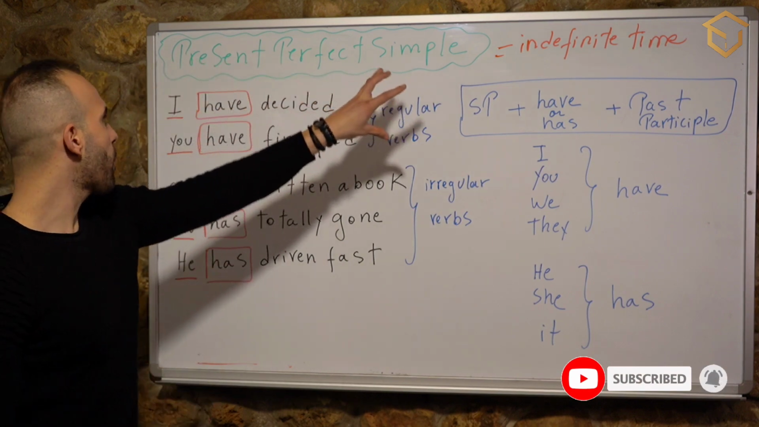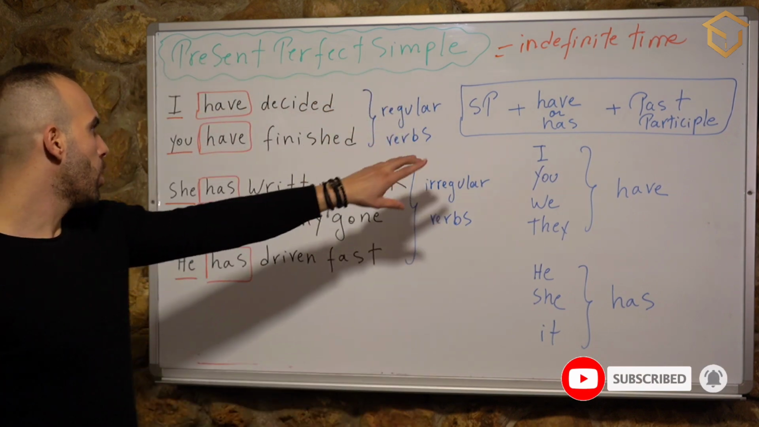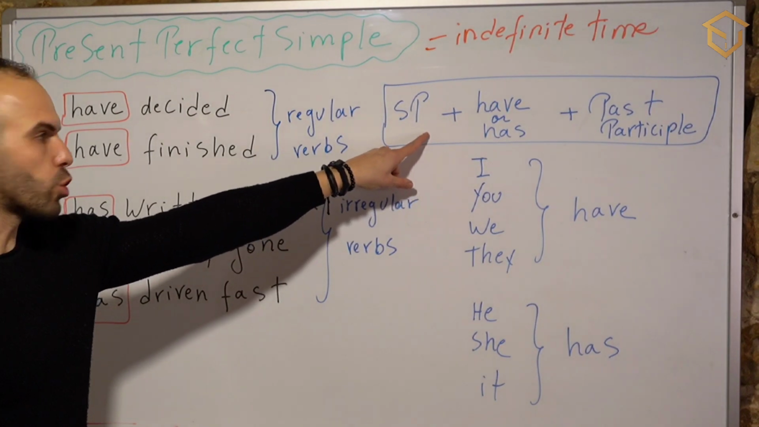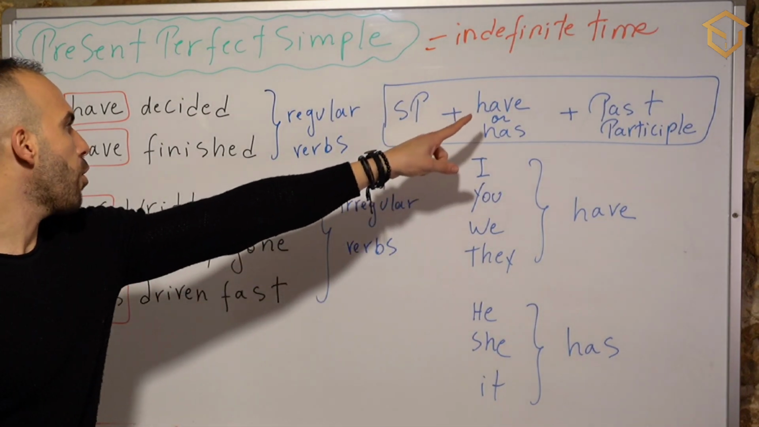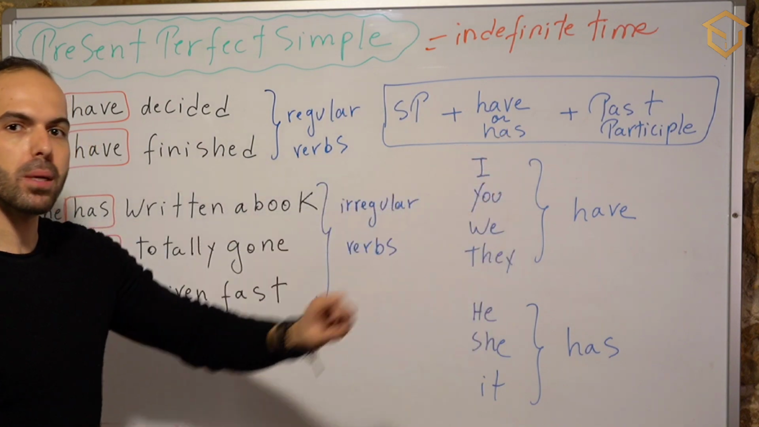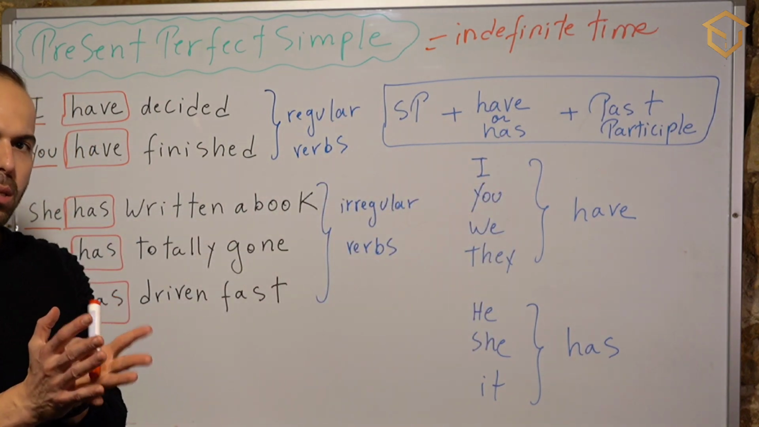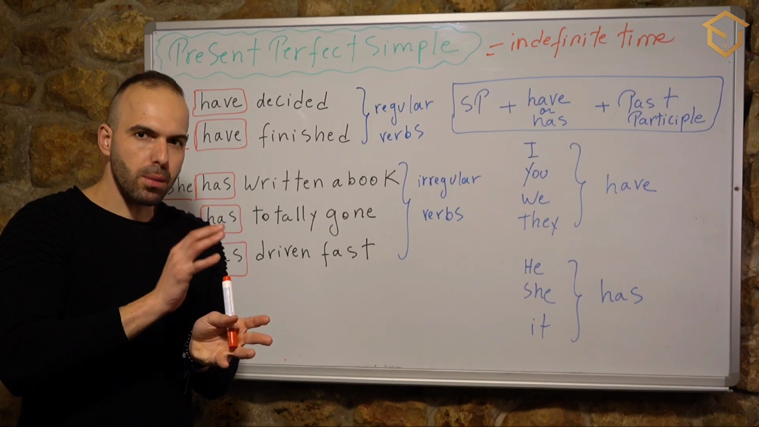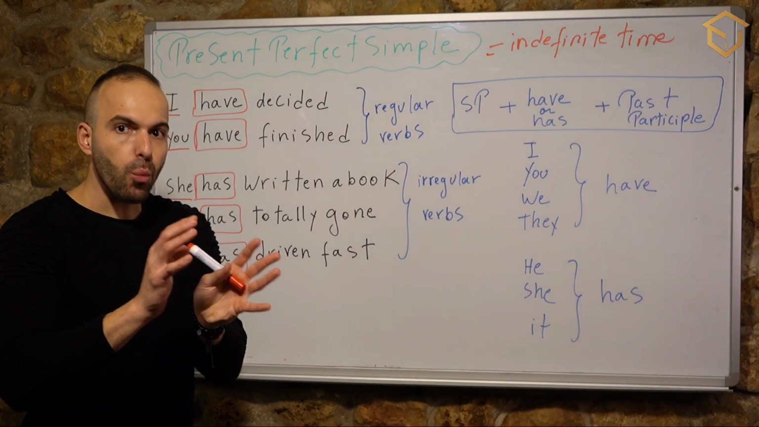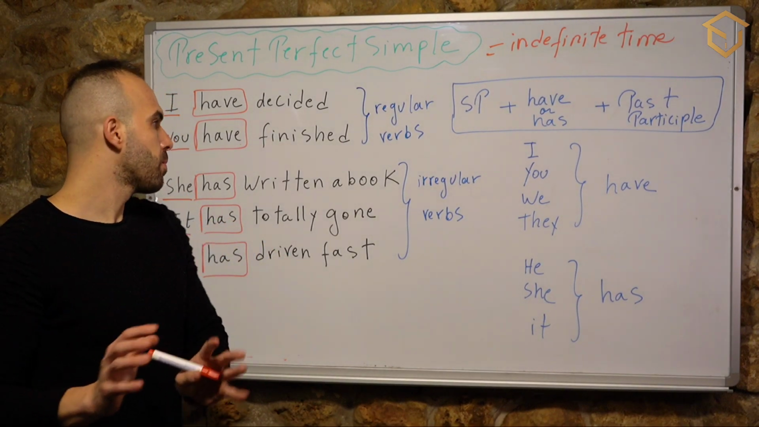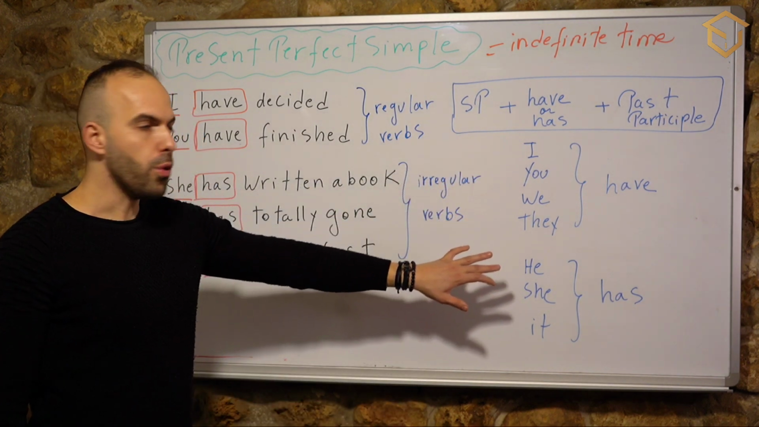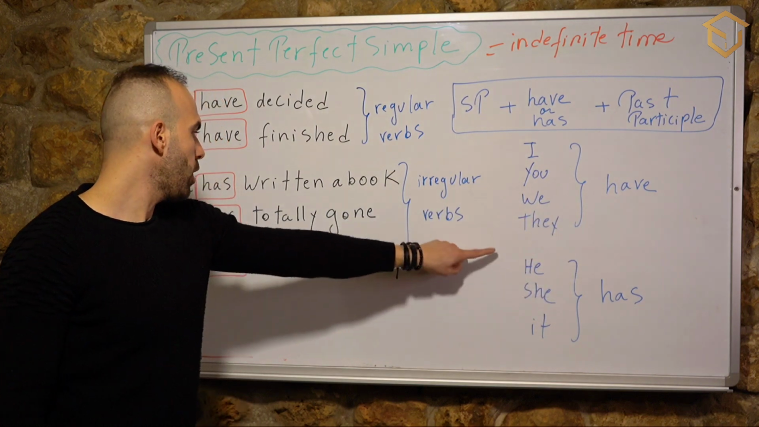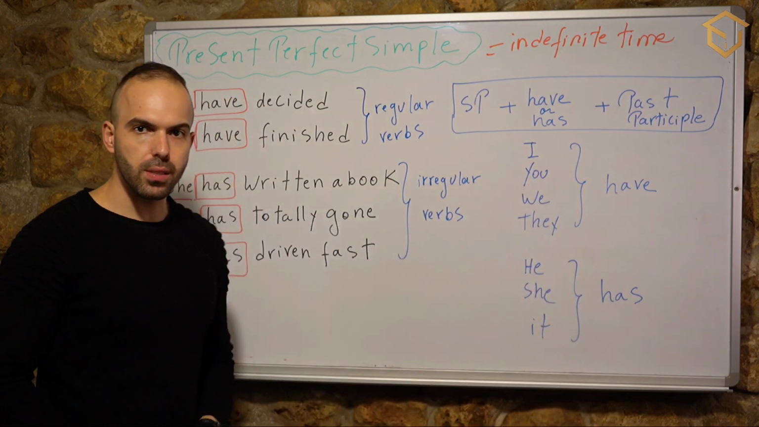So in the case of present perfect simple, as you can see, we use the subject pronoun, which is I, you, we, they, he, she, and it, plus have or has, plus the past participle. The past participle is a bit close to the past simple form, especially with regular verbs. I will show you what I mean. As you can see, with I, you, we, and they, we use have. With he, she, and it, we use has.